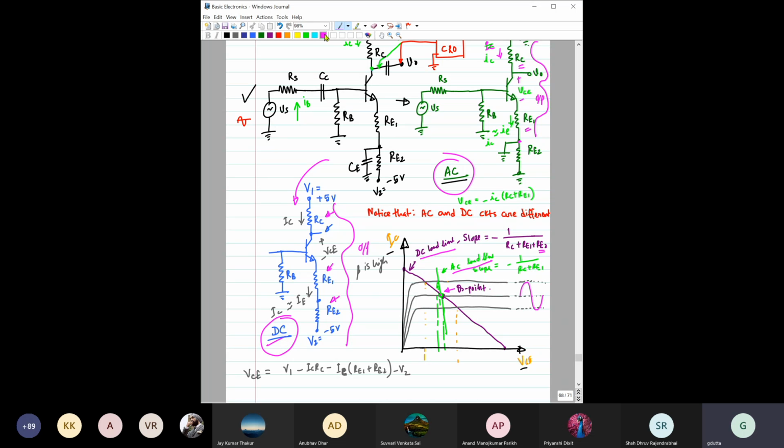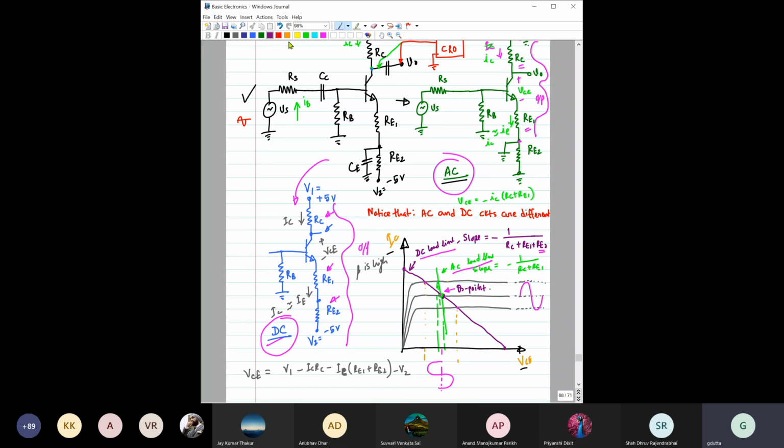For example, let us say that IB has been changed in this way. So obviously, if IB changes in this way, IC will also change in this fashion, right? So if this IC changes in this way, if you are now considering what should be the change across V of CE, then from the DC load line, I think you will make a conclusion that here this output would look something like this, right? From the DC load line that we have discussed earlier, right?